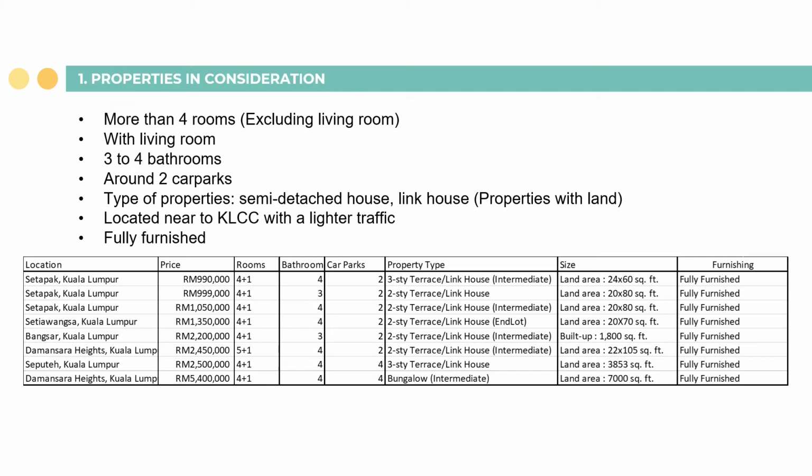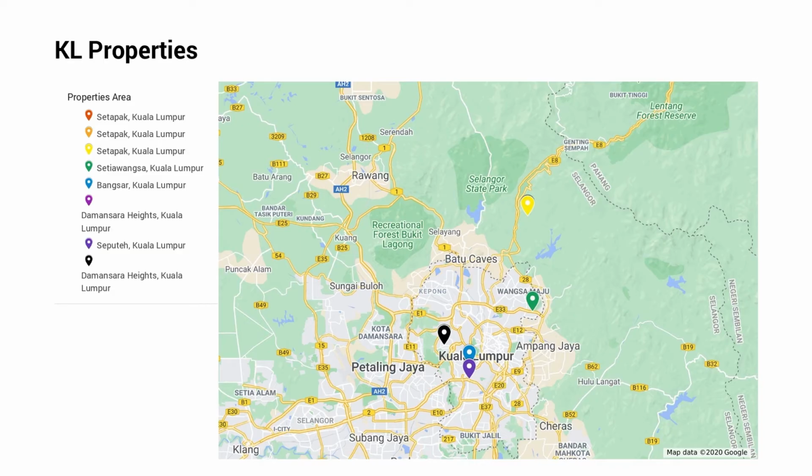And the types of properties that we are considering are semi-detached houses and link houses, which are properties with land. And it should be located near to KLCC with lighter traffic so the client could get to work on time and faster. And the property should be fully furnished so the property is ready to be moved in. Next up, this is the properties area that we are considering in KL.